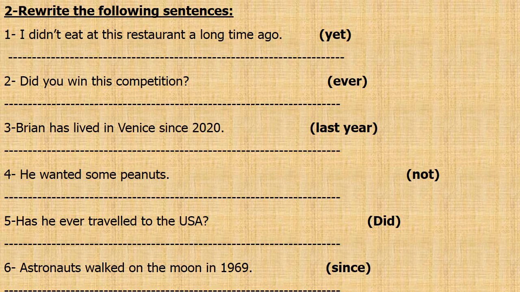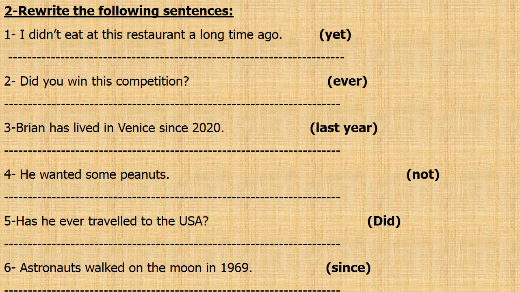Number 3, Brain has lived in Venice since 2020. Okay, the sentence is in the present perfect. I want you to use last year, a key word for the past simple. So you have to change the sentence into past simple. The answer will be Brain lived. I will delete has and use lived, the past form of the verb live. Brain lived in Venice last year.